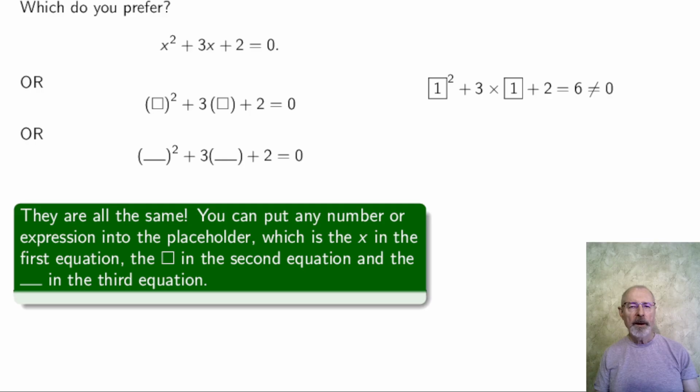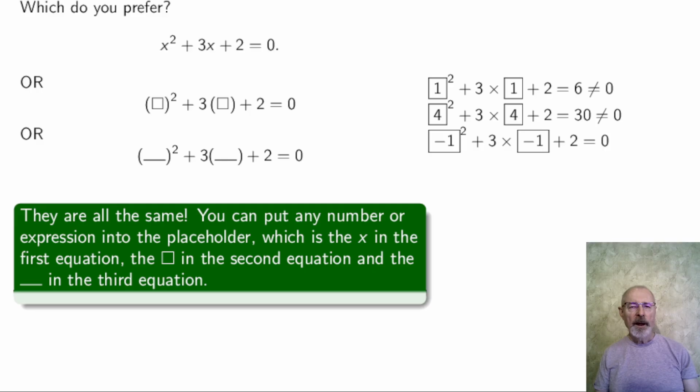If we put in 1, we see on the left we get 6, on the right we have 0, so they're not equal. That means 1 is not a solution of that equation. If we plug in 4, we get 16 plus 12 plus 2, which is 30, not 0, so 4 is not a solution of the equation. If we plug in negative 1, we get 1 minus 3 plus 2, which is 0, so negative 1 is a solution of the equation.